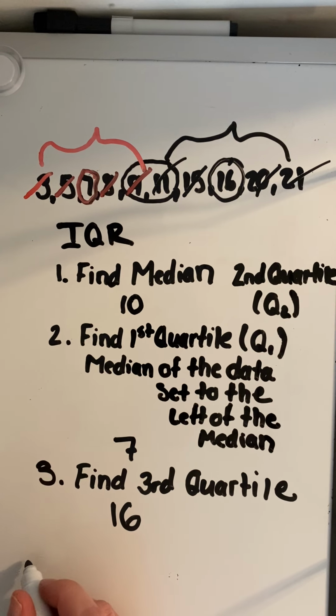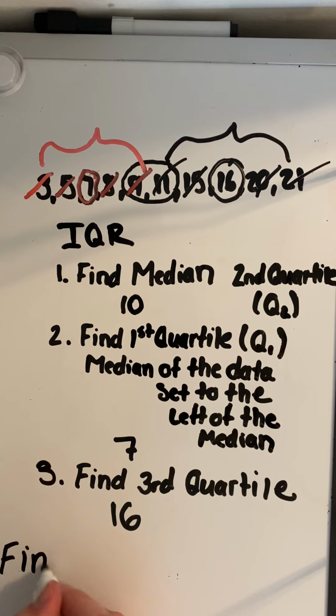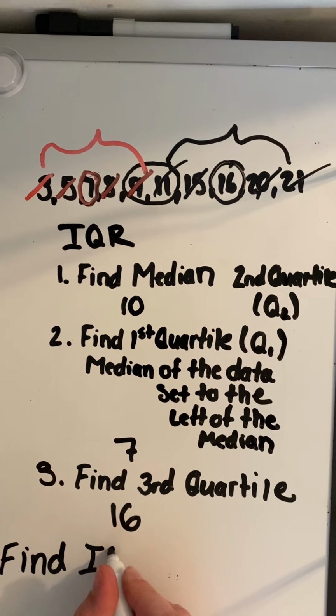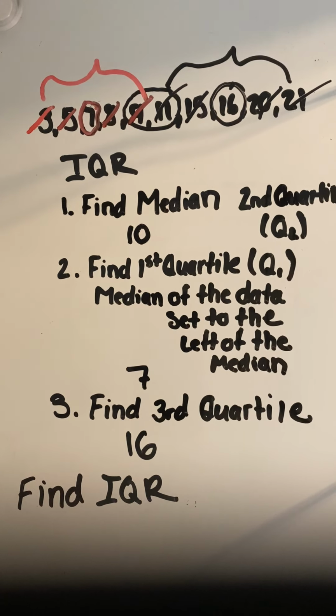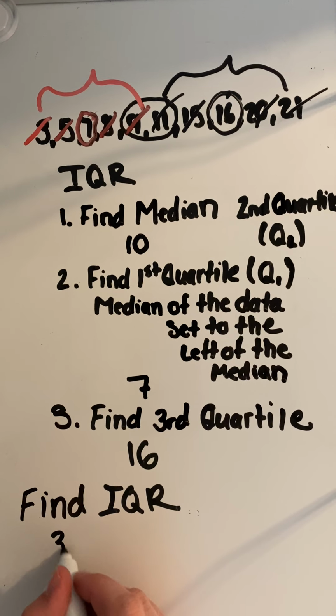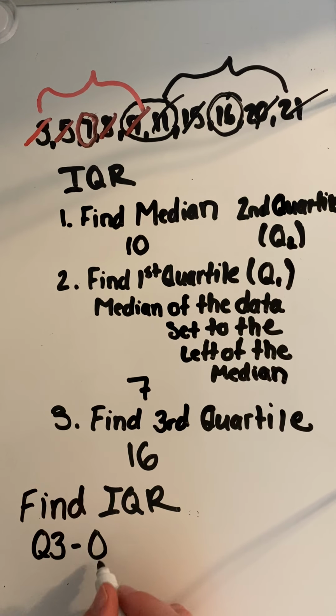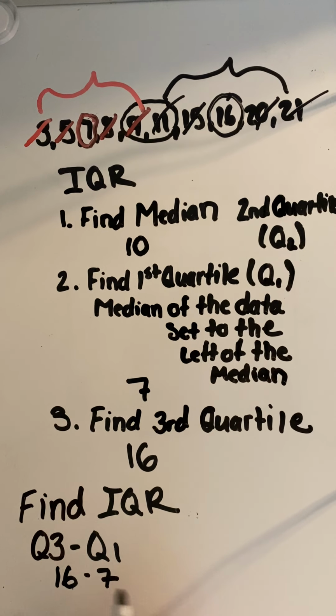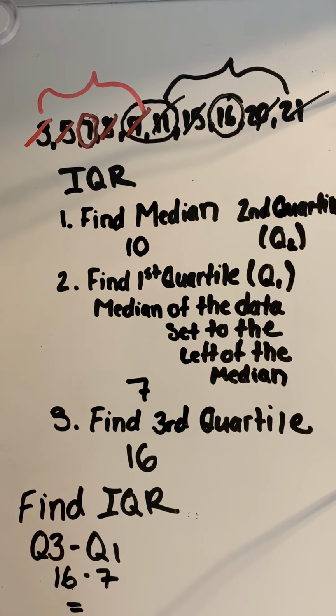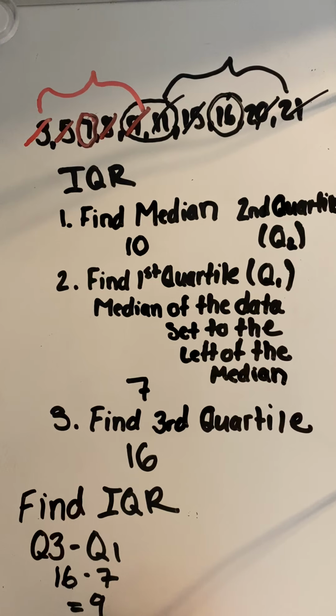So the last step, if you want to find IQR, is we need to take our third quartile and subtract our first quartile from it. Remember, range is your highest minus your lowest. So this is our highest quartile minus our lowest. So we would do 16 minus 7, and that equals 9.